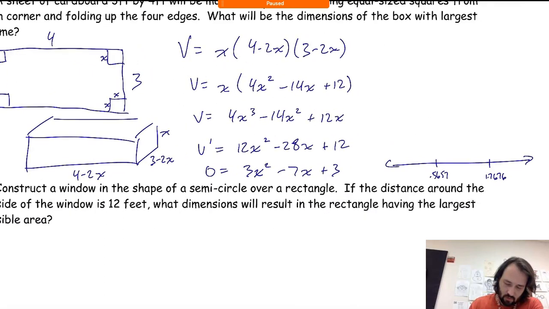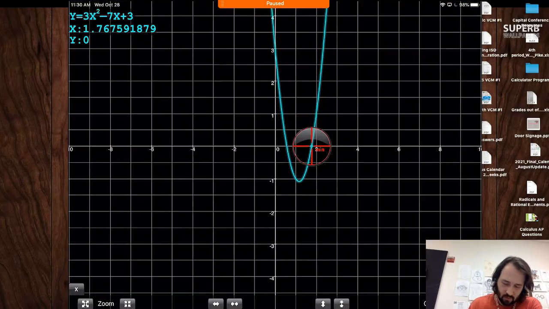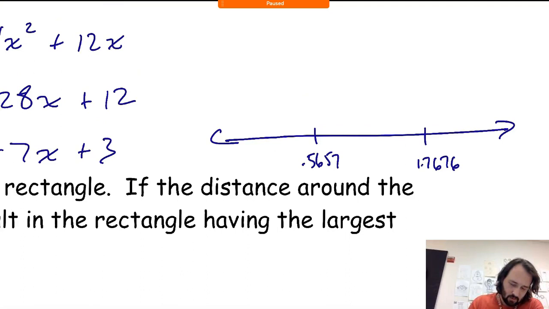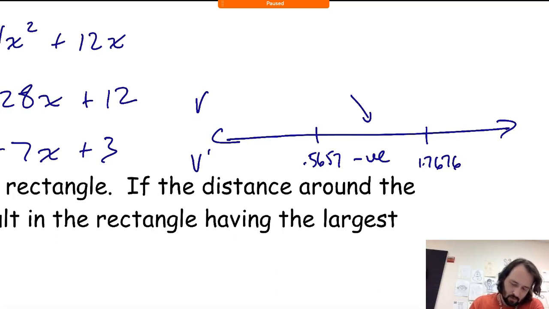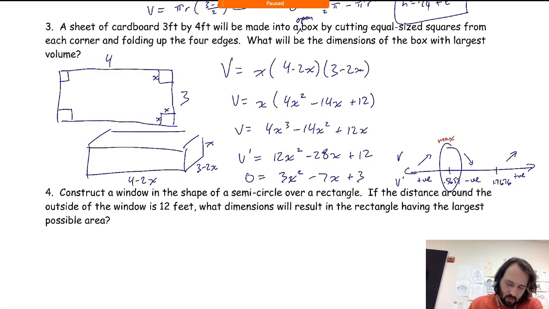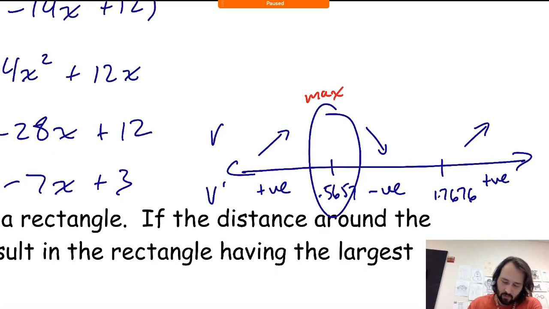Right, and looking at my graph too, because this is the first derivative, and that's what I graphed, notice it has negative values down here. So if it has negative values, it's decreasing. On my number line test, v prime and v, I was negative here, so decreasing. I was positive here, increasing, and positive here, so increasing again. So this is the value that I want, because it would create a maximum, the box with the largest volume. I need that 0.5657.